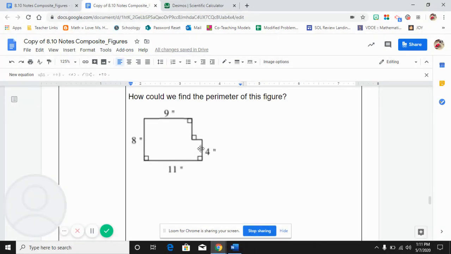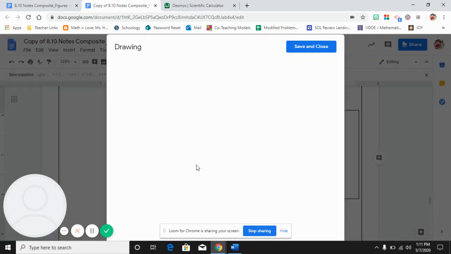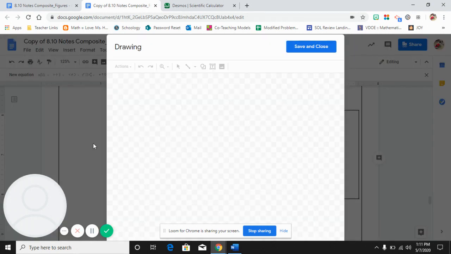The last thing we're going to do is find the perimeter of the figure. Remember, there's no formula for finding the perimeter of a composite figure. You have to think about what perimeter is. It's the distance around the figure. So let's take a look. We're going to use the same technique that we did for rectangles, triangles, and trapezoids. We're going to trace around the figure and figure out what all the lengths of the different sides are. So let's start here.